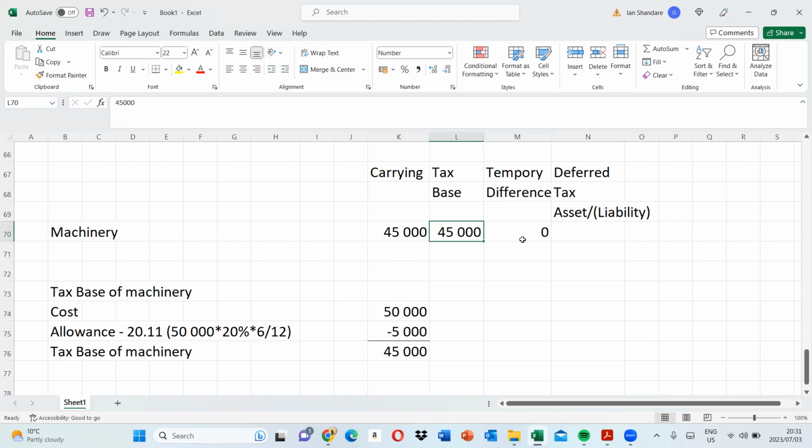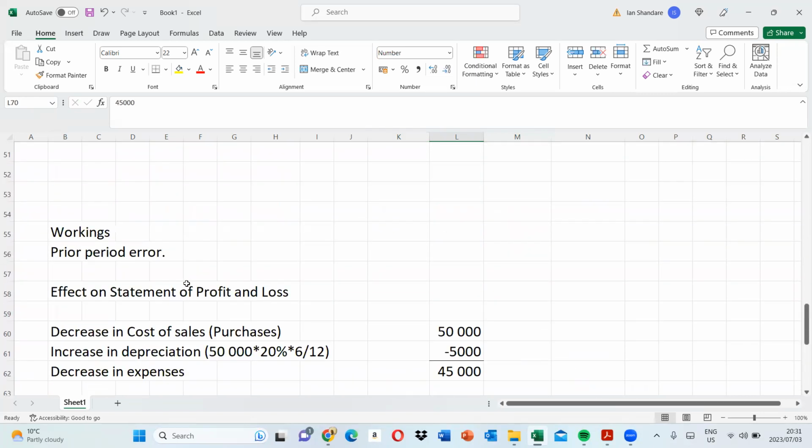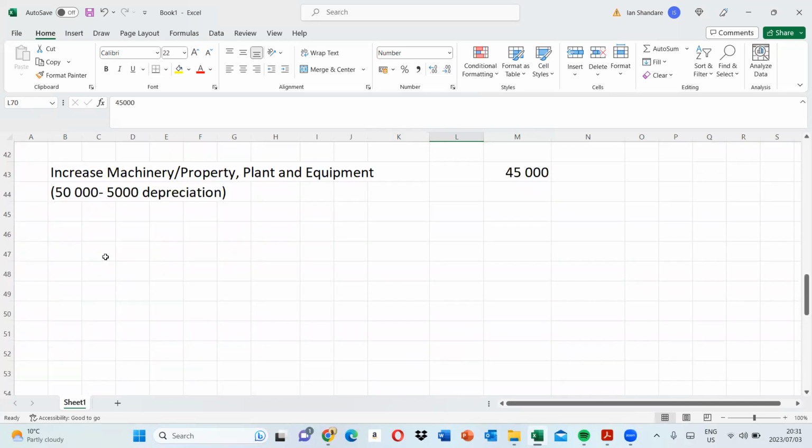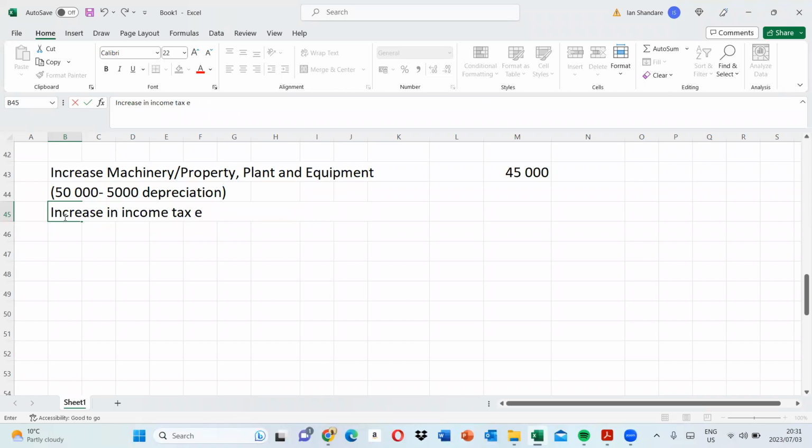Carrying amount minus tax base gives 0, which would mean, on our note, we don't have deferred tax, but rather we have an increase in income tax expense. Of how much? 45,000 times 20%, which is our tax rate. So in this regard, I will be sitting now with this balance.